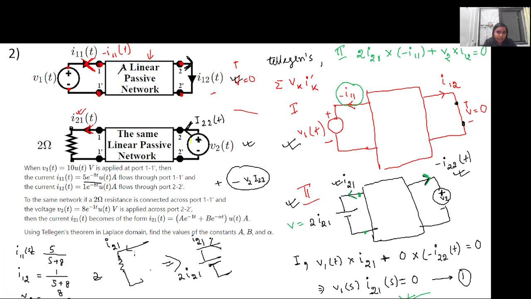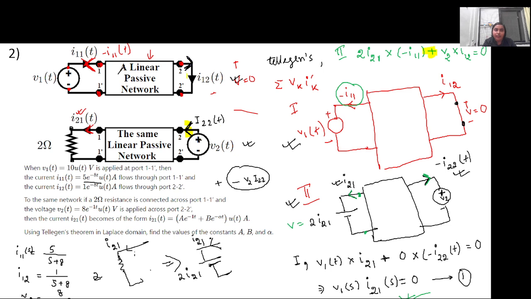So yeah, if the current had been taken in the opposite direction, the sign change would have been in this particular sign, right? In this case it would appear like it is absorbing the power instead of delivering. So the sign equation would have changed.